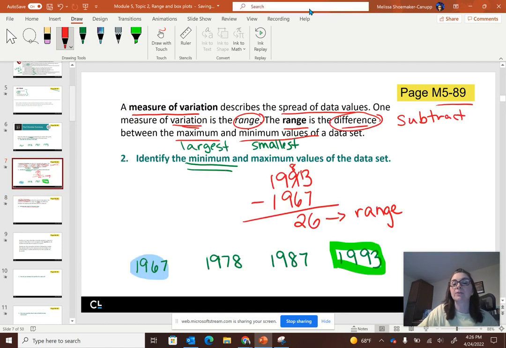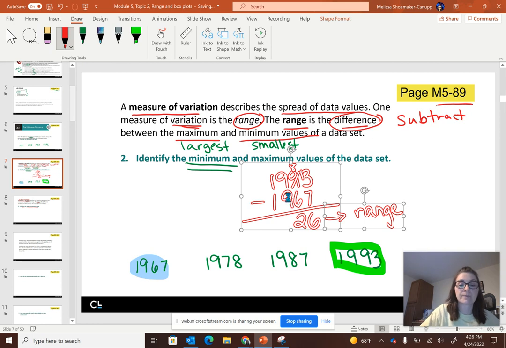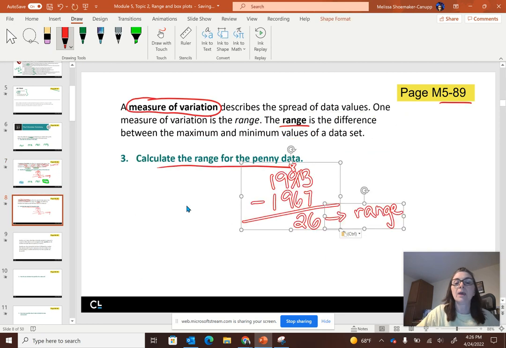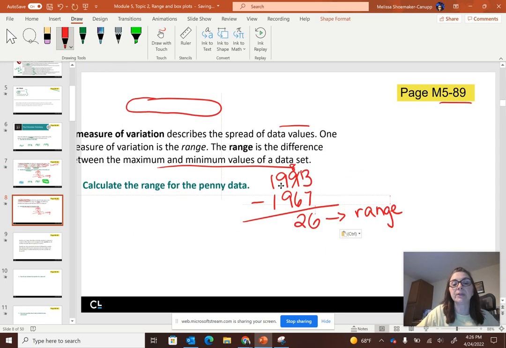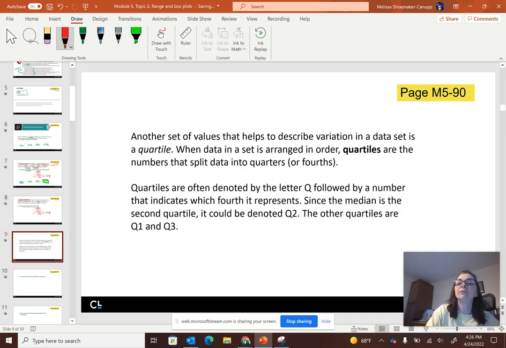So I'm going to go back here. And I'm going to grab this if I can. Oh, maybe I can't. Here we go. Copy it and put that right here. So under number 3, whoops, there is our calculation for the range of the pretend penny data. Okay, we'll do some stuff like this in groups this week, using different numbers.